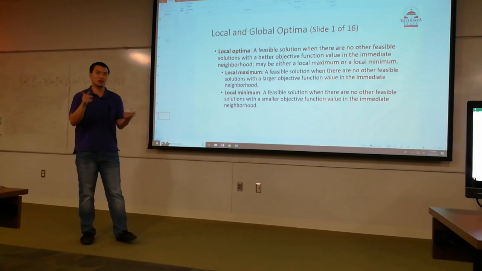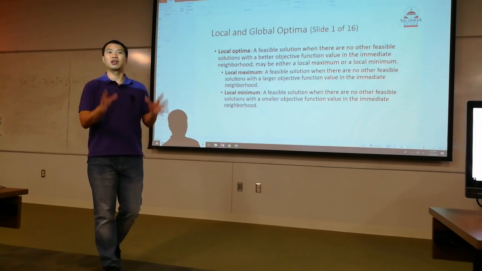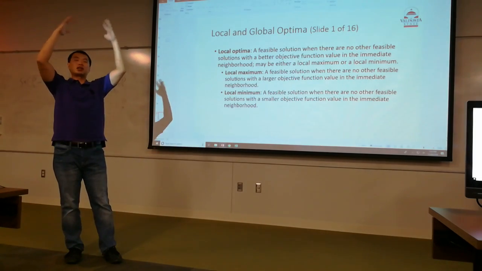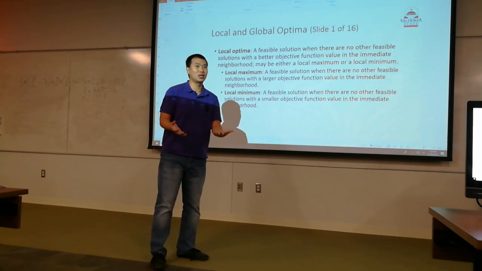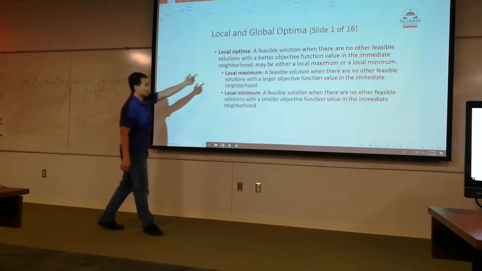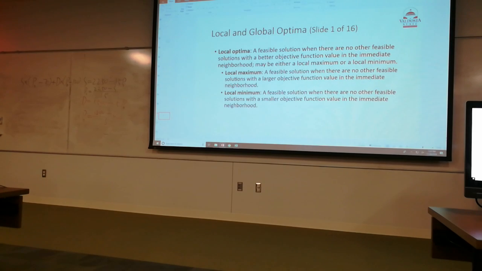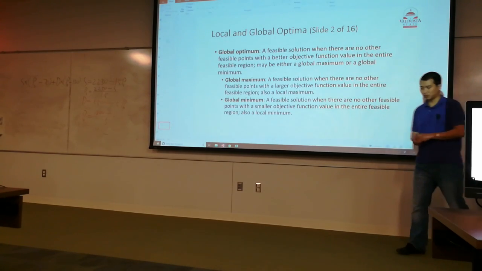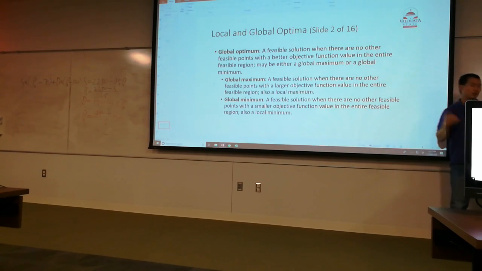When we do the search, sometimes we reach a point where the algorithm thinks, okay, that's the minimum value or the maximum value, but actually it's not, so it stops there. That means we reach a local optimality condition, either maximum or minimum. Operations research and optimization people who work on the algorithms try to overcome this local optimality condition. The global optimum is the theoretical optimal solution to the problem.